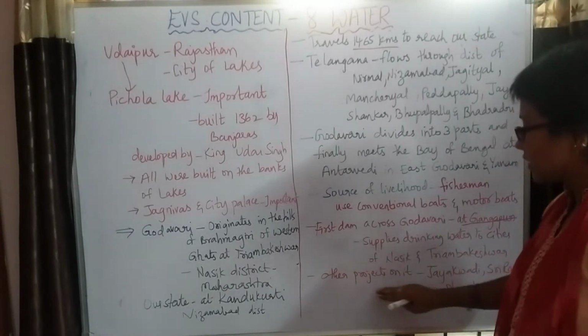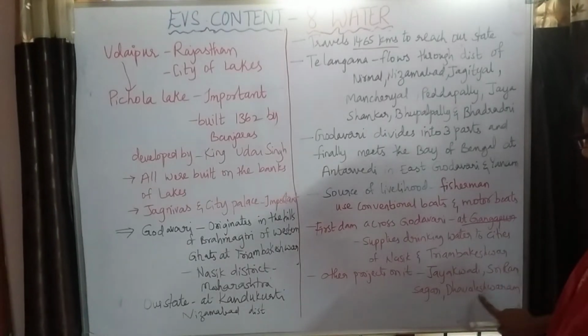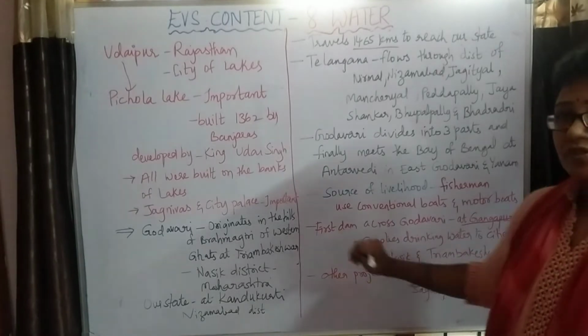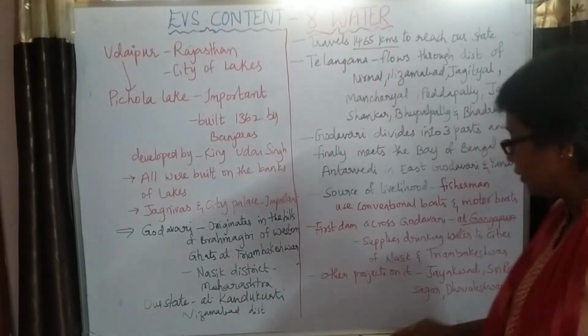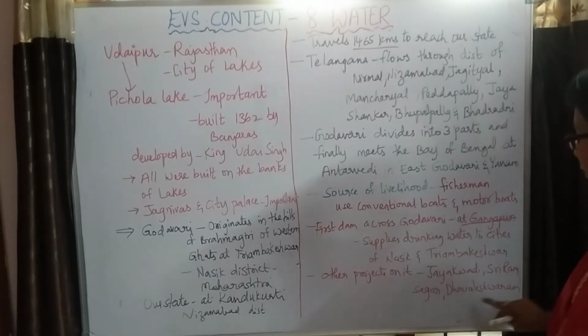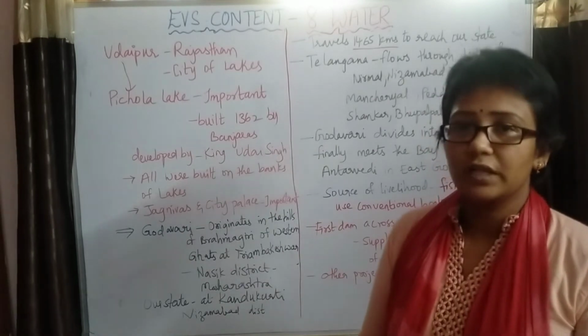Other projects constructed on river Godavari are Jayakwadi, Sriram Sagar and Dhavaleshwaram. So four projects have been constructed on river Godavari: Gangapur, Jayakwadi, Sriram Sagar project and Dhavaleshwaram project.